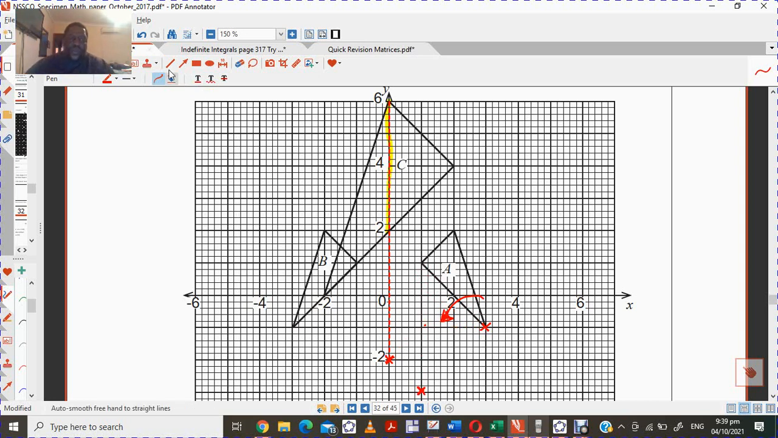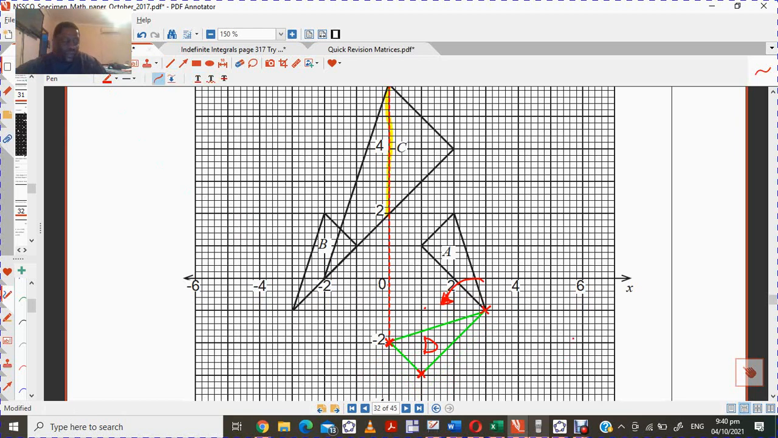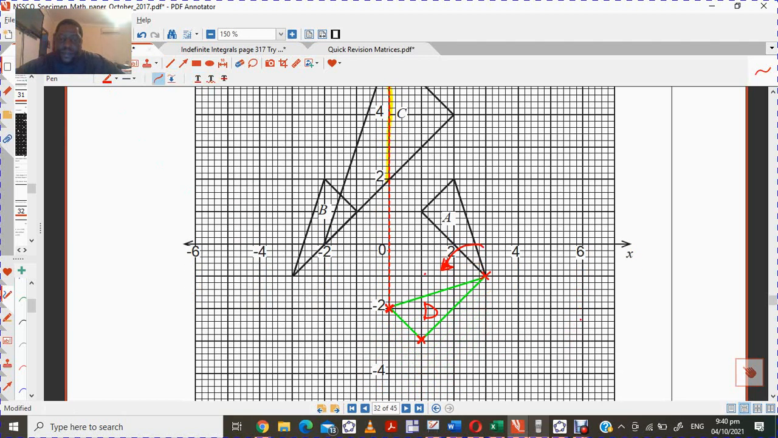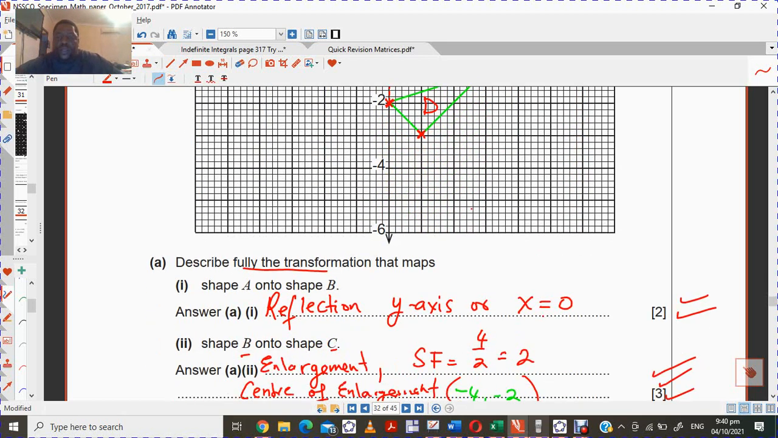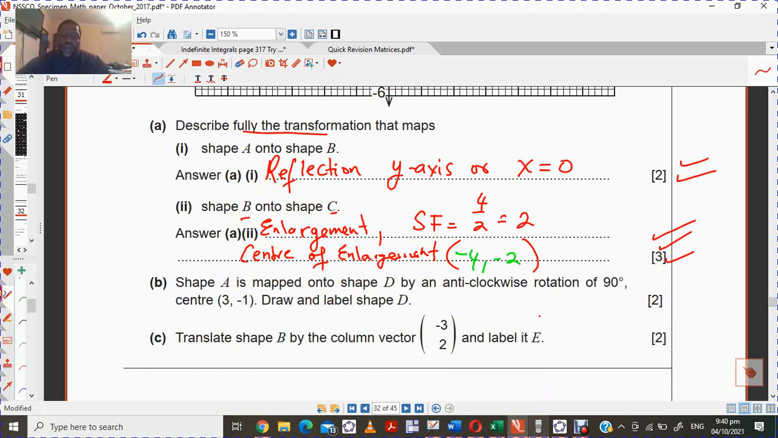All right. So my final point, my shape will be here, here, and here. Okay. So they say that's D. So make sure you have the right coordinates as I have them there. That's 2 marks for that. Right.